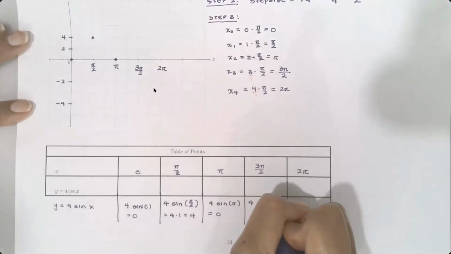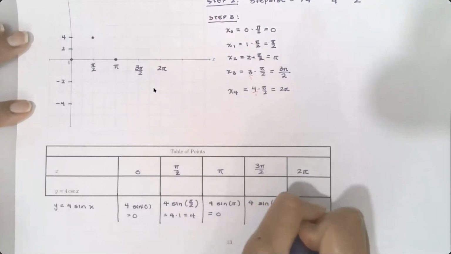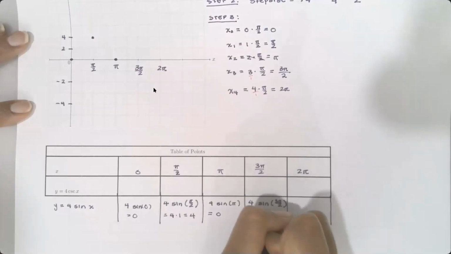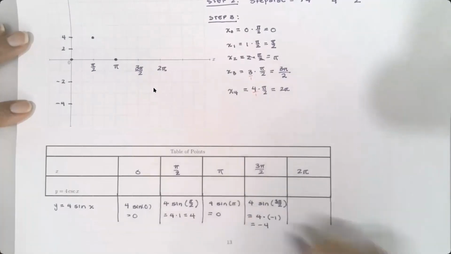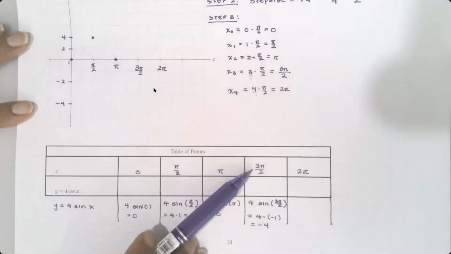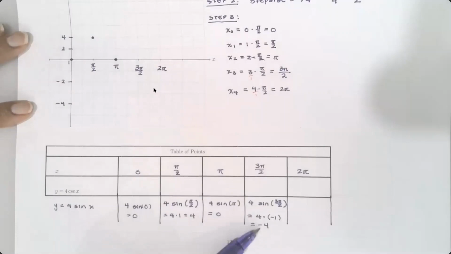Next is 4 times sine of 3 pi over 2. Sine of 3 pi over 2 is a negative 1, so this is a 4 times negative 1, which is going to give us negative 4. And so then we've got 3 pi over 2, comma, negative 4.